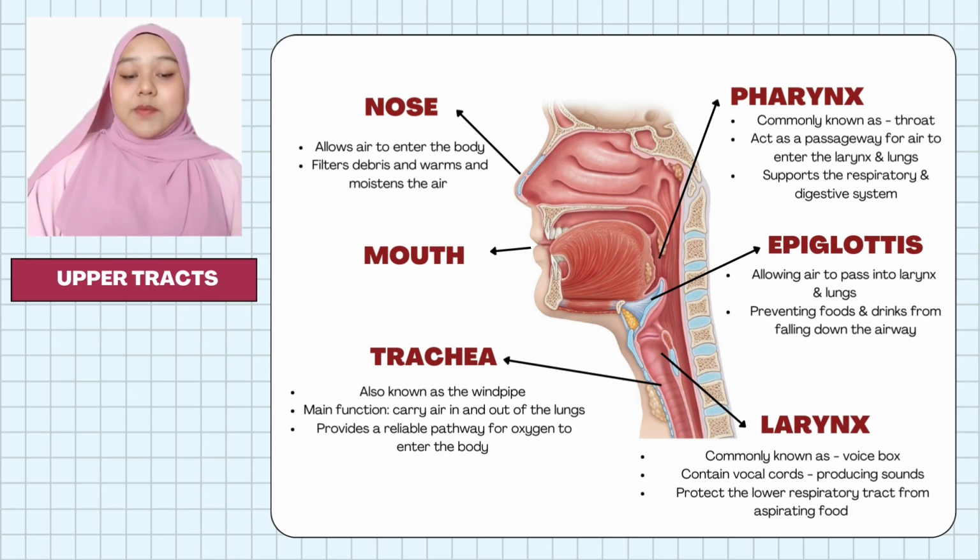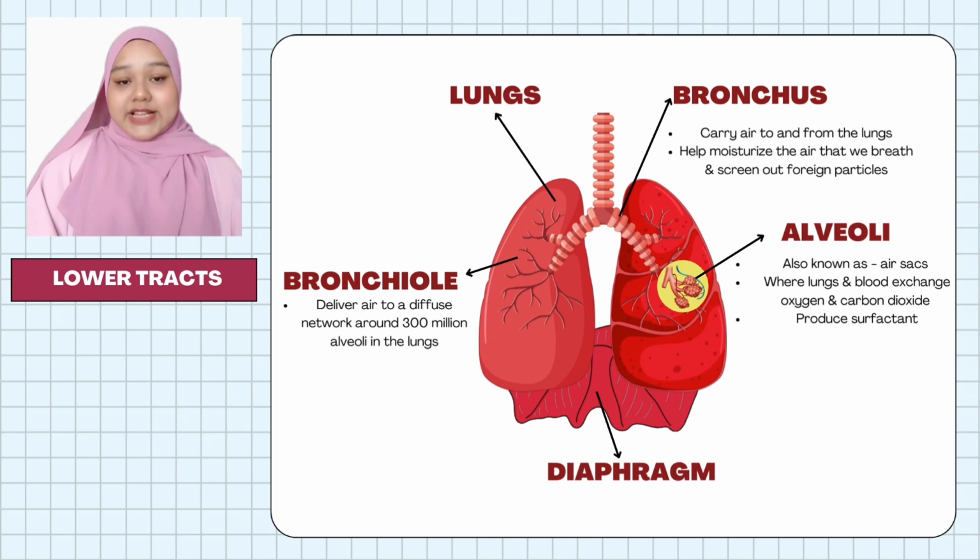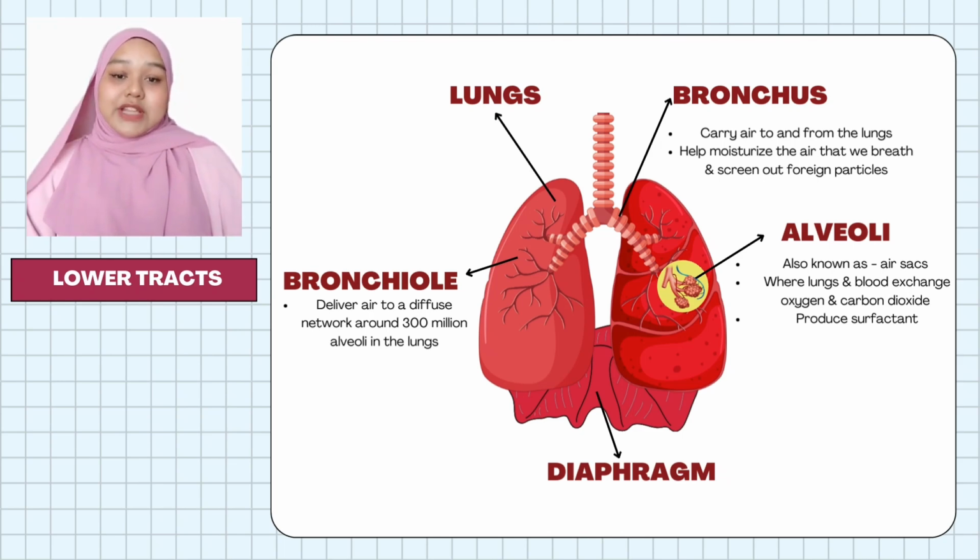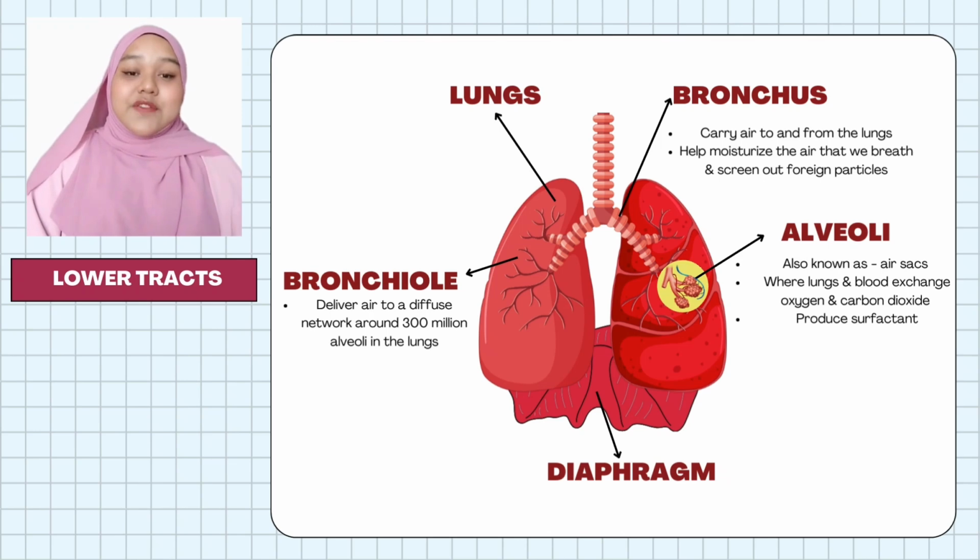Moving on to the fourth part, which is the epiglottis. The organ allows air to be passed into the larynx and the lungs. It also acts as a lid that prevents foods and drinks from falling down the airway. While on the lower tract, there are 5 parts, which are the lungs, bronchus, bronchiole, alveoli, and diaphragm. The function of the bronchus is to carry air to and from the lungs and help to moisturize the air that we breathe and screen out foreign particles.